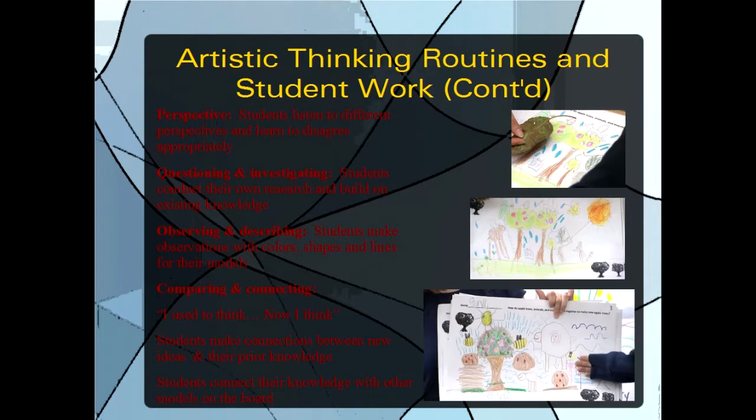At some point earlier in the lesson, the teacher provided real leaves for the students to look at and make observations. And students listened to each other to learn different perspectives and learn to disagree appropriately when they were talking about what they were observing with the leaf and how they thought they could add it to their model.